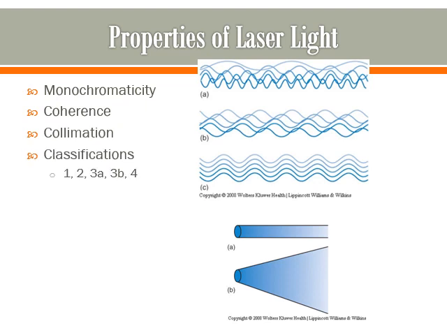Your classifications of laser light, and again, not all of these necessarily relate to therapeutic laser. So classifications are 1, 2, 3A, 3B, and 4. Most forms of therapeutic lasers are what are classified as 3B. Okay, so 3B lasers are typically what therapeutic lasers get considered.